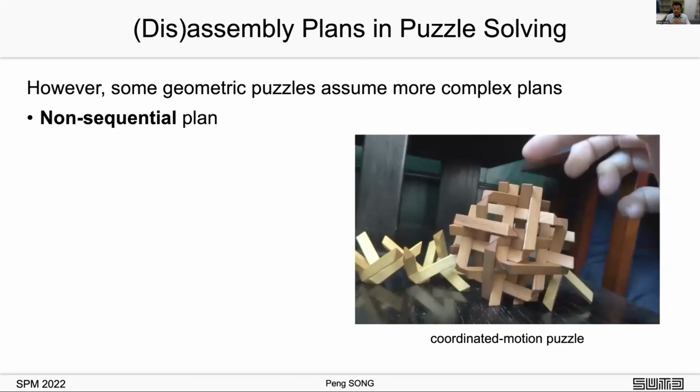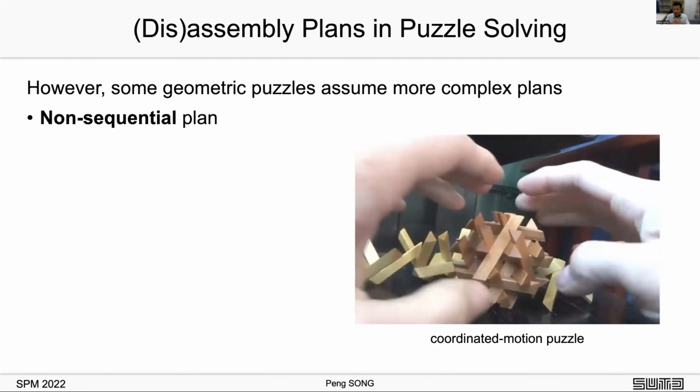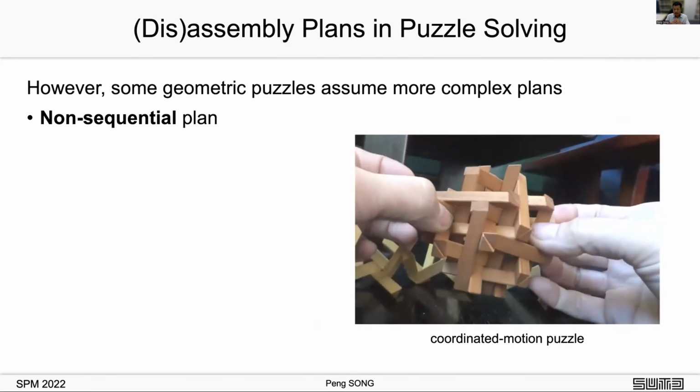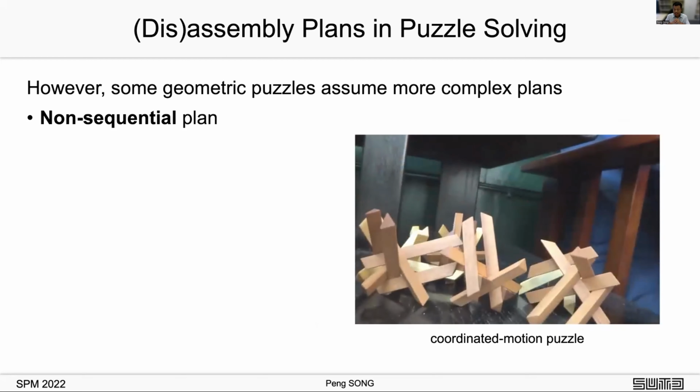However, some geometric puzzles assume more complex plans. For example, coordinated motion puzzles require a non-sequential plan to assemble or disassemble the puzzle. That means we cannot solve these puzzles by assembling the puzzle pieces following an order. Rather, all the puzzle pieces move simultaneously along different directions when we assemble them.